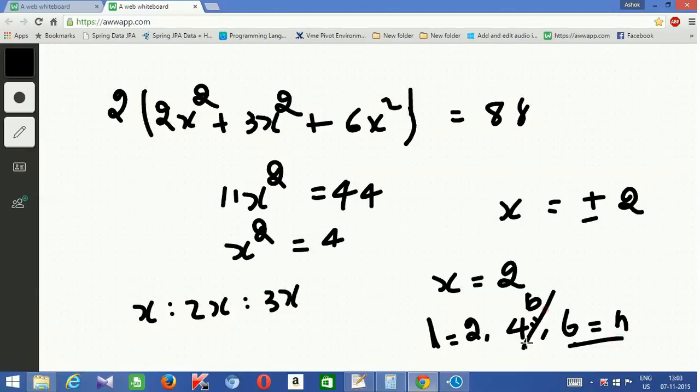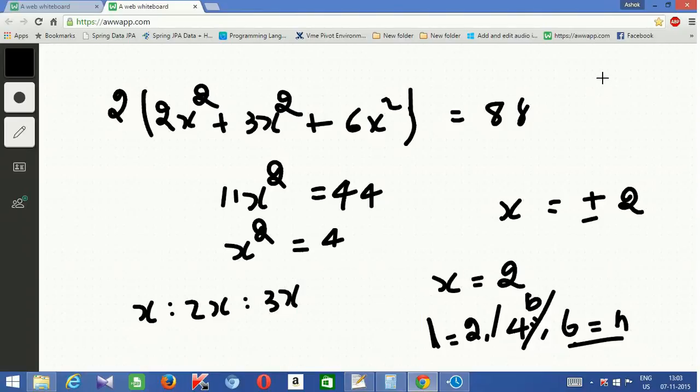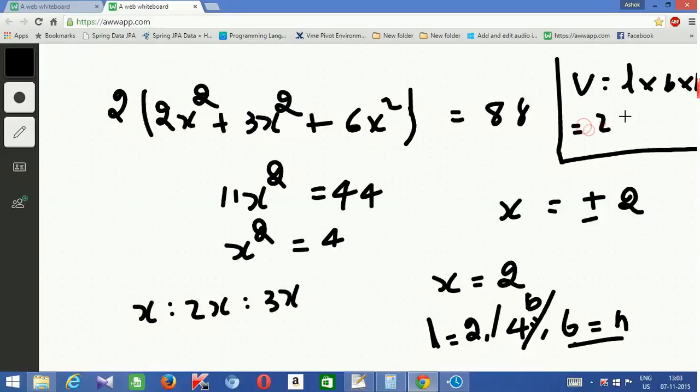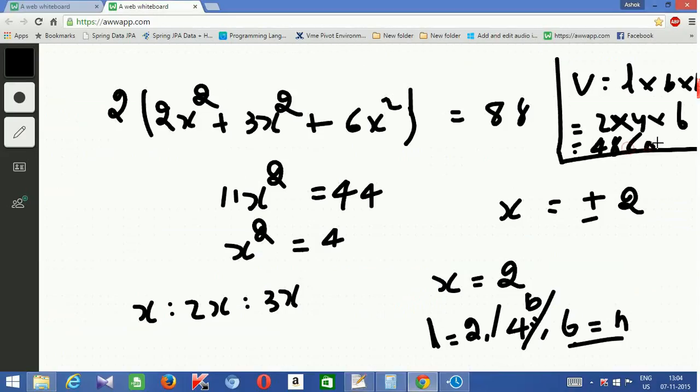Alright, so you have length, breadth and height. Length is 2, breadth is 4, height is 6. To find the volume of a cuboid, you know that the volume is nothing but L into B into H. So what is L? 2 into 4 into 6, which is nothing but 8 6 are 24, 48 meter cube or centimeter cube accordingly. Centimeter square is given, so it is nothing but centimeter cube.